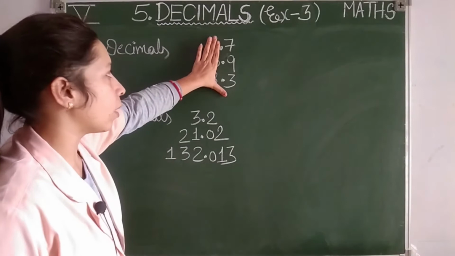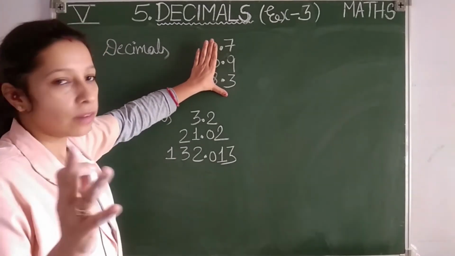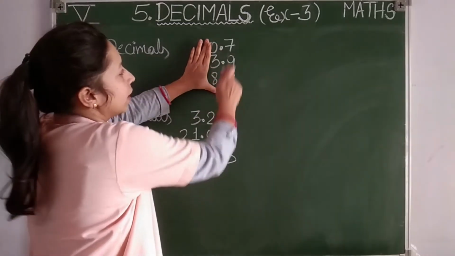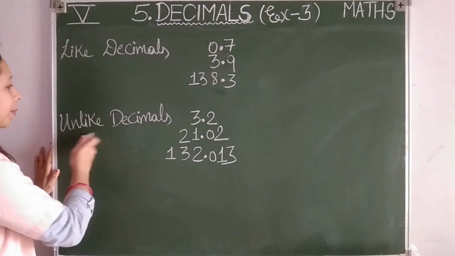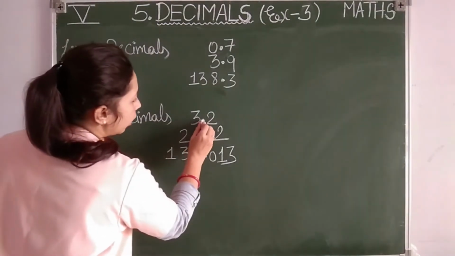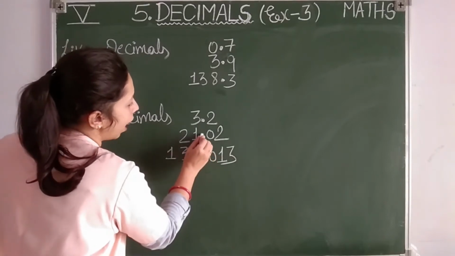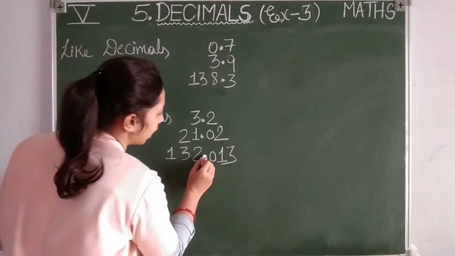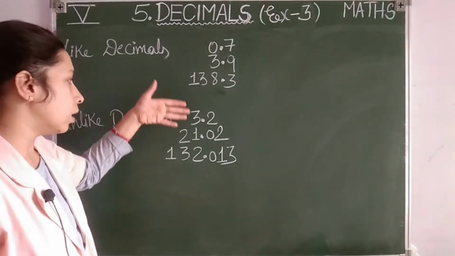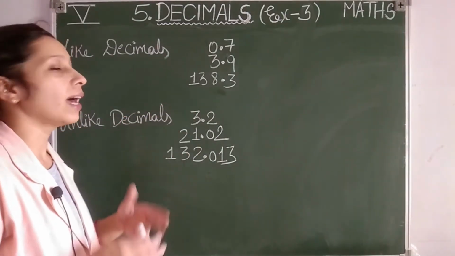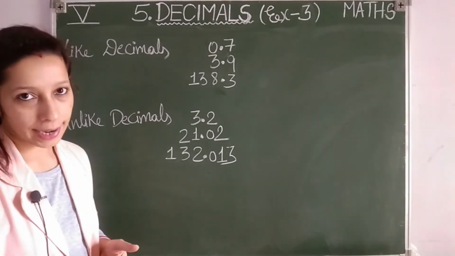And this doesn't matter, the whole number part can be one digit or more, that doesn't matter for like decimals. But for like decimals, the number of digits after the decimal should be the same. Okay students, see here some examples of unlike decimals I have written. 3.2, after the point one digit is there. Here at 21.02, after the point 2 digits are there. Here again after the point 3 digits are there. So you can see the digits after the point are unequal. That's why such decimal numbers we call unlike decimals.